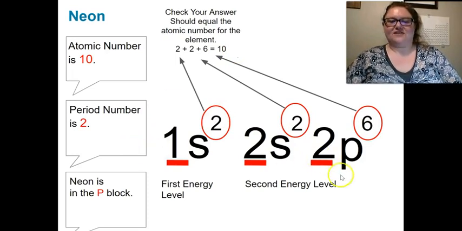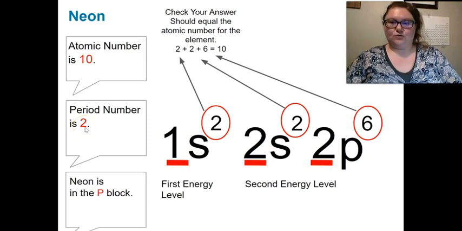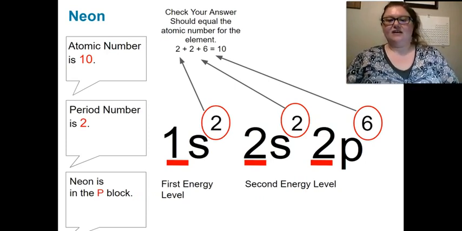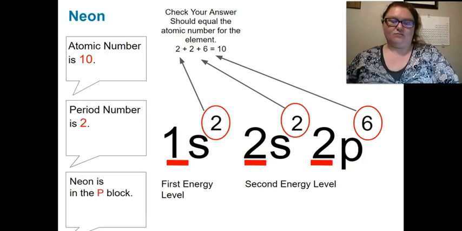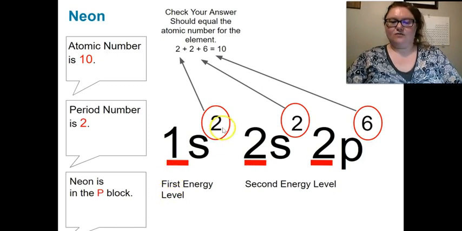Now, how did I get to this configuration? The period where neon is in is 2, so that's the maximum energy level that neon will have. But it's in the P block of the periodic table, on the far right. Because it's in the P block, that tells me I'm going to end there with my configuration. So the way this is read is 1s2, 2s2, 2p6, and you should be on neon.